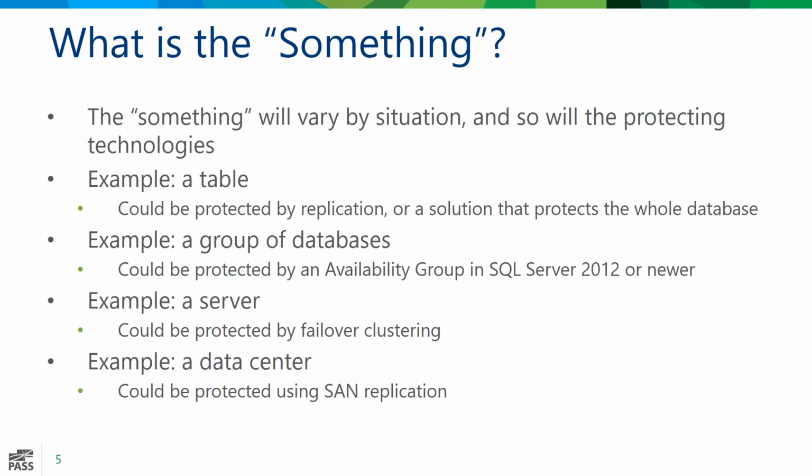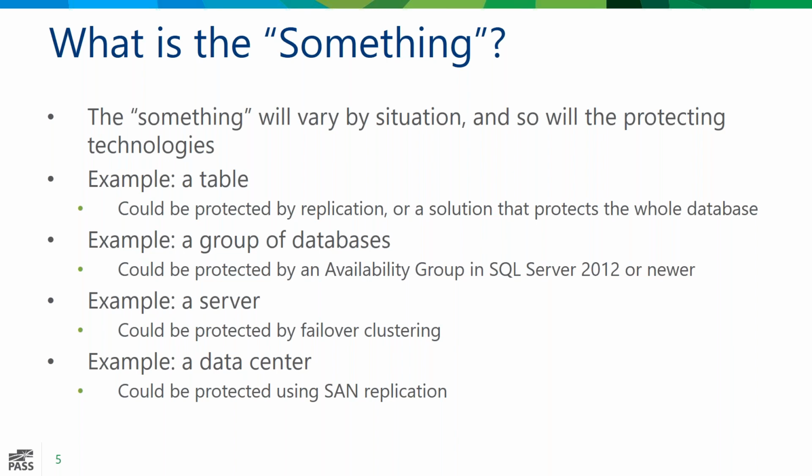Another example is it could be a group of databases that all need to be running on the same server, and they need to be all available. So they could be protected by an availability group if you have SQL Server 2012 or newer. Another example is the entire server needs to be protected, the entire server or an instance of SQL Server. And you can protect that with traditional failover clustering.